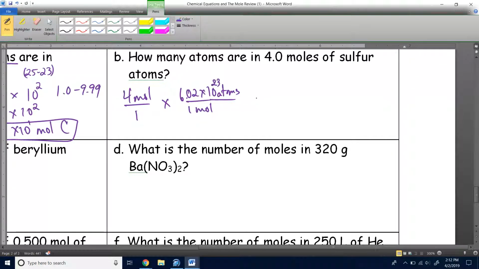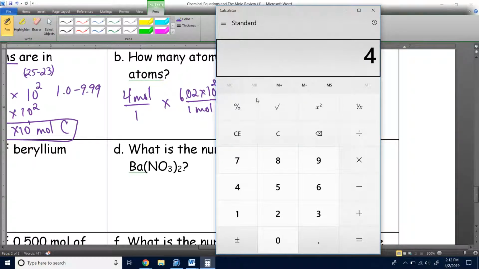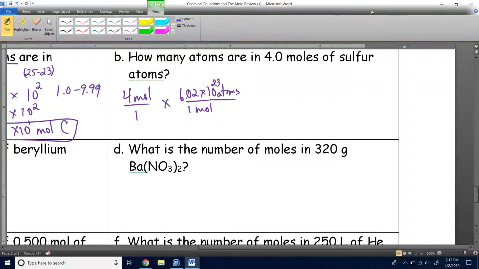And when we do the multiplication, same thing, 4 times 6.02, we get 24.08. So this turns into 24.08 times 10 to the 23. So the times 10 to the 23 just goes along with the ride, because remember, we only multiply the coefficients. So this turns into atoms.